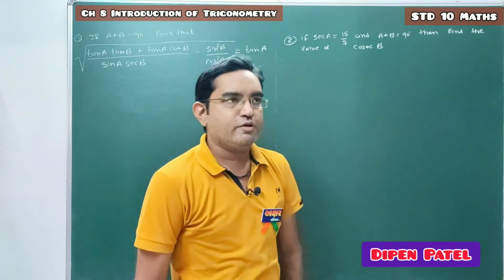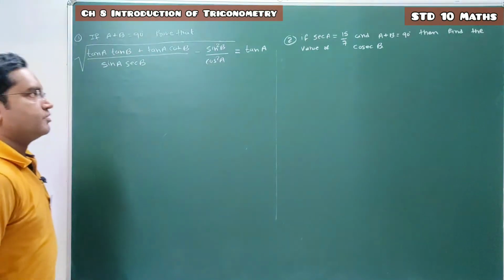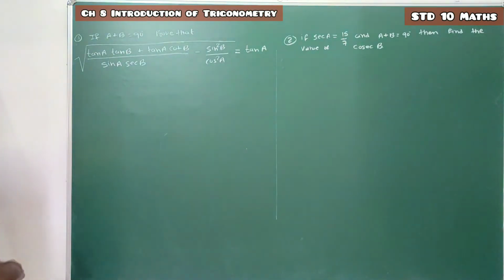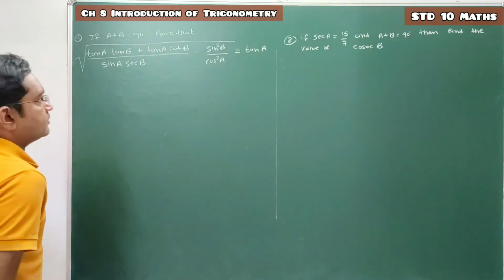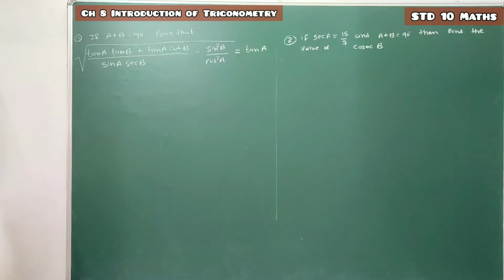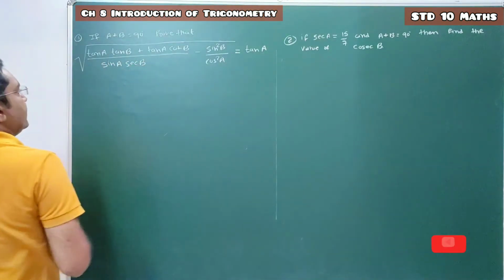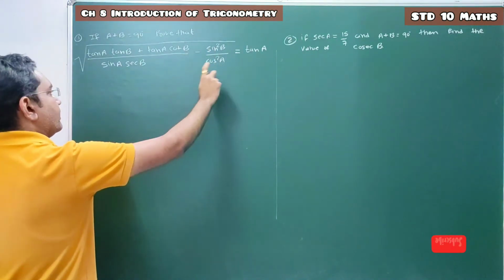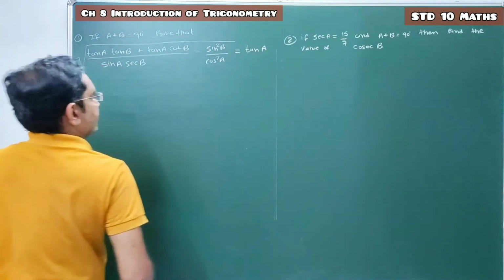In this video we are going to discuss complementary angles, sums based on complementary angles. So here question number 1 is there: if a plus b equal to 90 degree, then prove that the square root of tan a into tan b plus tan a into cot b, whole divided by sin a into sec b, minus sin square b upon cos square a, is equal to tan a.